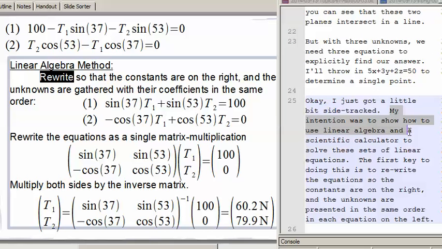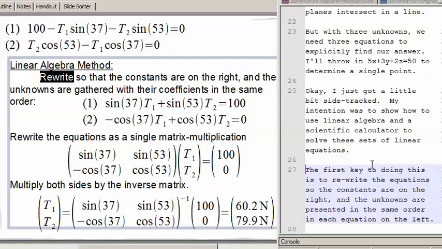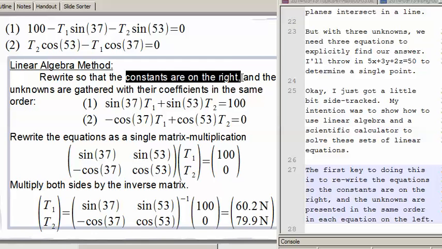My intention was to show how to use linear algebra in a scientific calculator to solve these sets of linear equations. So the first key to doing this is to rewrite so that the constants are on the right and the unknowns are presented in the same order in each equation on the left.